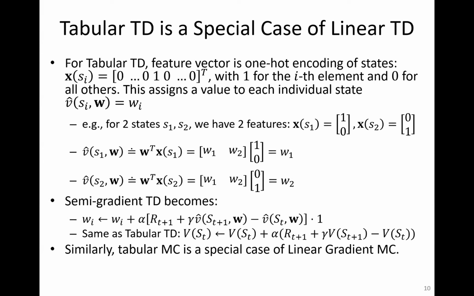If you work out the semi-gradient TD, it's the same as tabular TD, except using the value function form instead of the table form. But the value function form we saw before is just the particular weight, so it's the same. So tabular Monte Carlo is also a special case of linear gradient Monte Carlo.